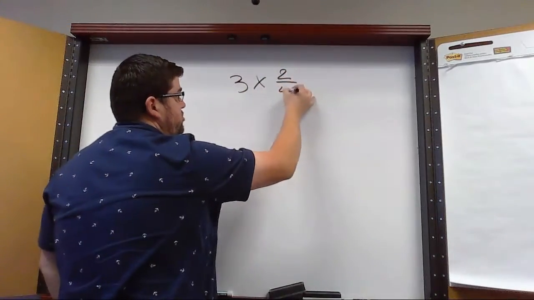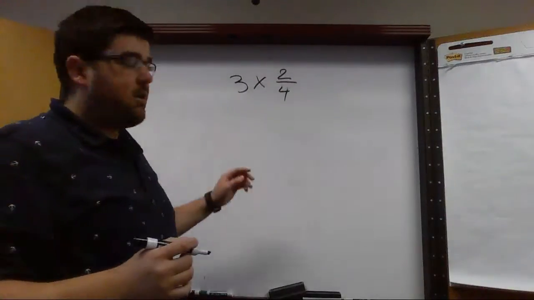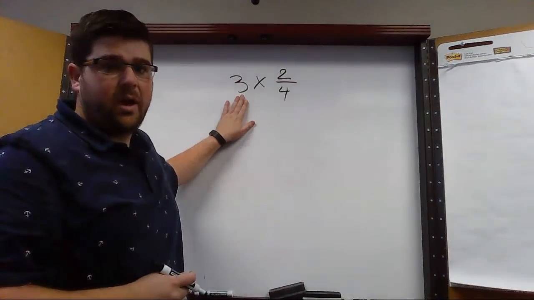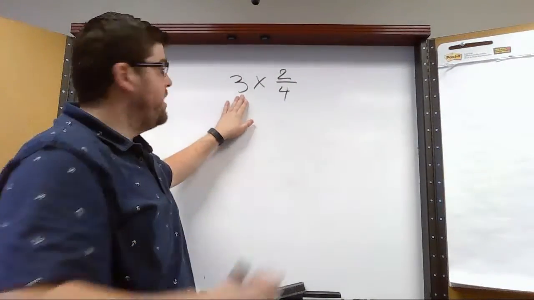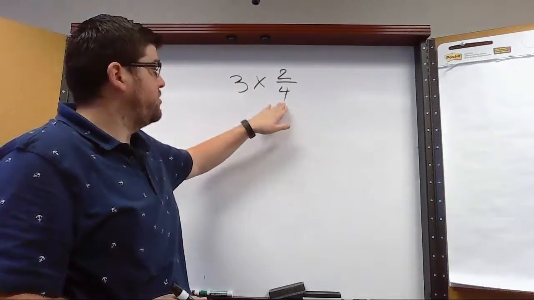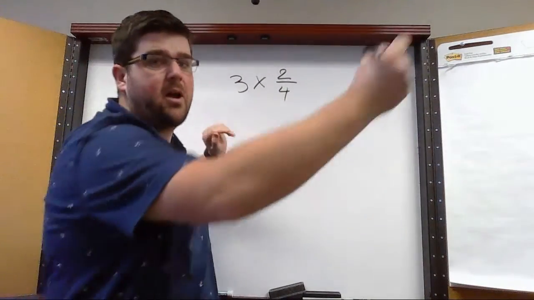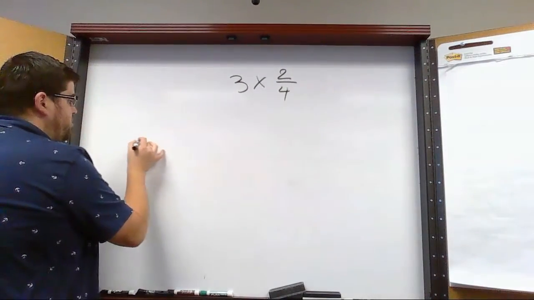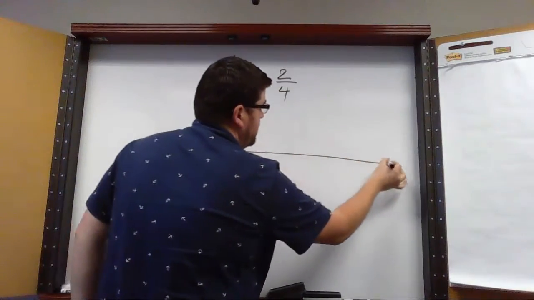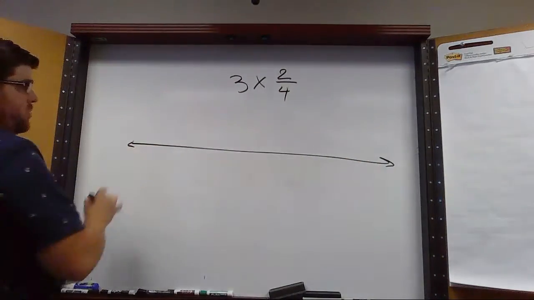times 2/4. So here I have 3 as how many times I will be hopping, because I have 3 groups of 2/4. So each hop will be worth 2/4. I'm going to do 3 hops of 2/4 each. So let's put my big giant number line.